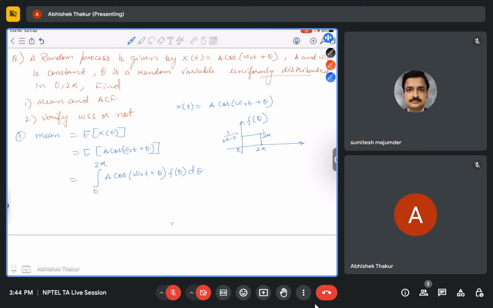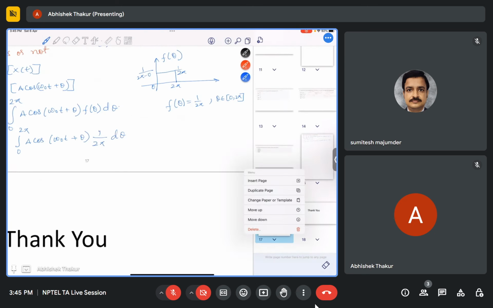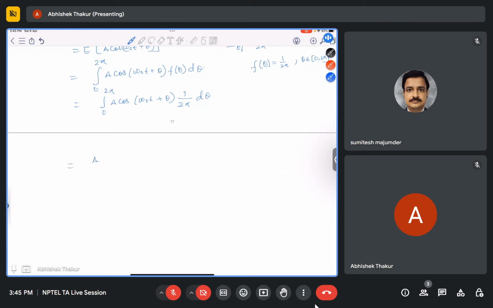So f theta is 1 by 2 pi for theta ranging from 0 to 2 pi. So we can write here the integral from 0 to 2 pi of a cos(omega naught t plus theta) times 1 by 2 pi d theta. Here a by 2 pi is constant, so it will come outside.